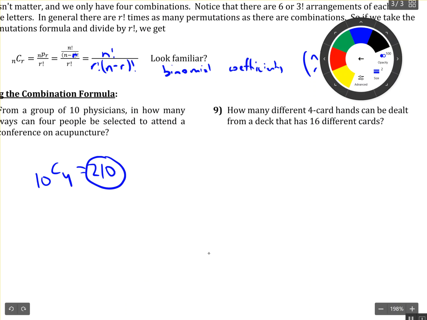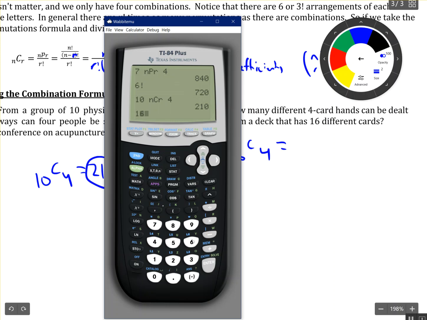How many different 4-card hands can be dealt from a deck that has 16 different cards? Again, it doesn't matter what order I get the cards in my hand. It's just what I have at the end. So order doesn't matter. So it's going to be 16C4, which is equal to 1820.